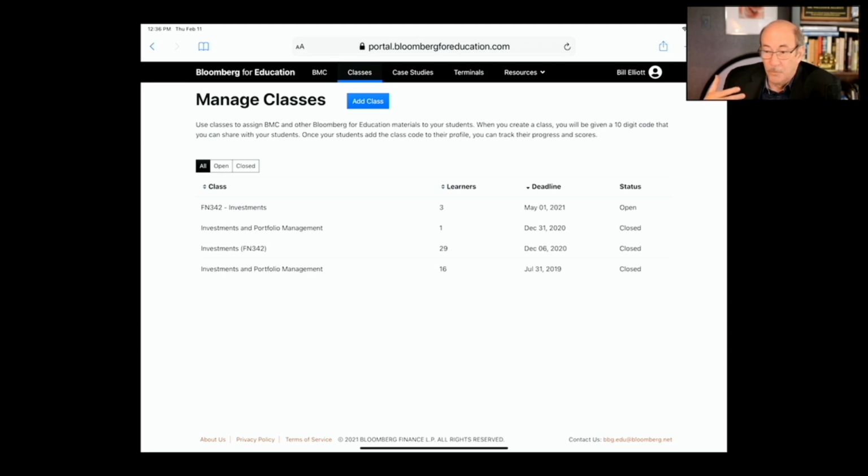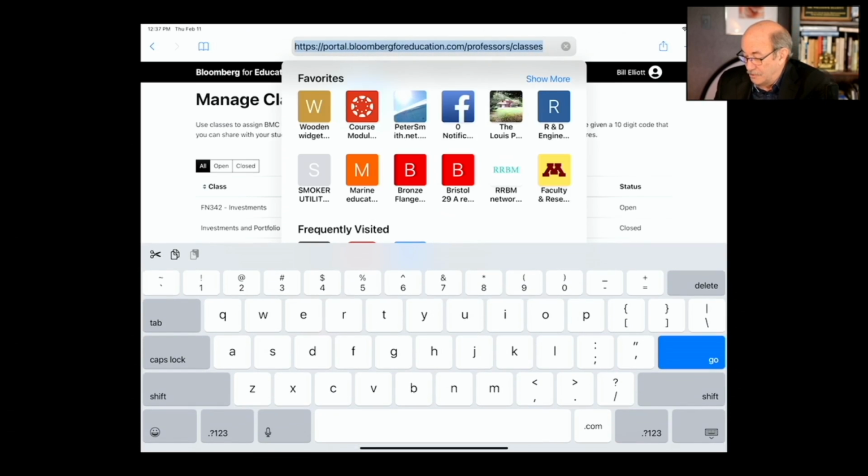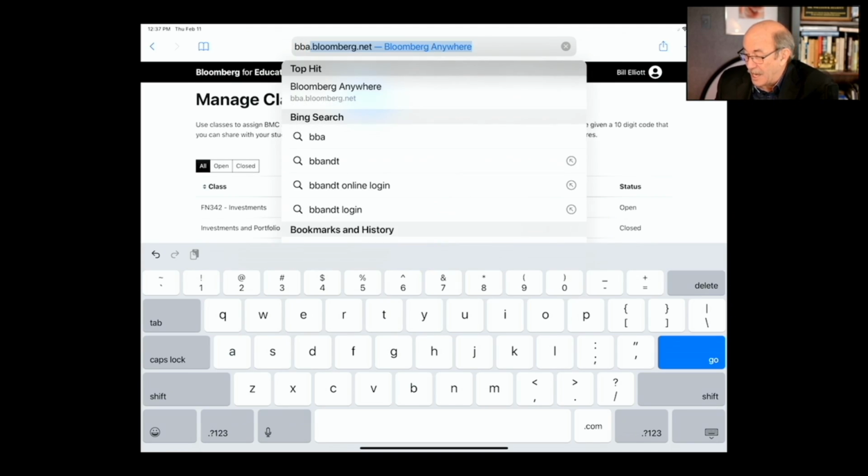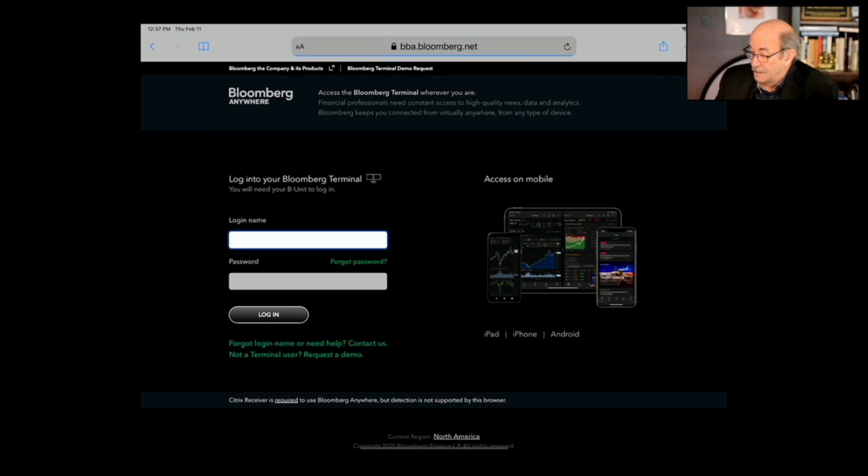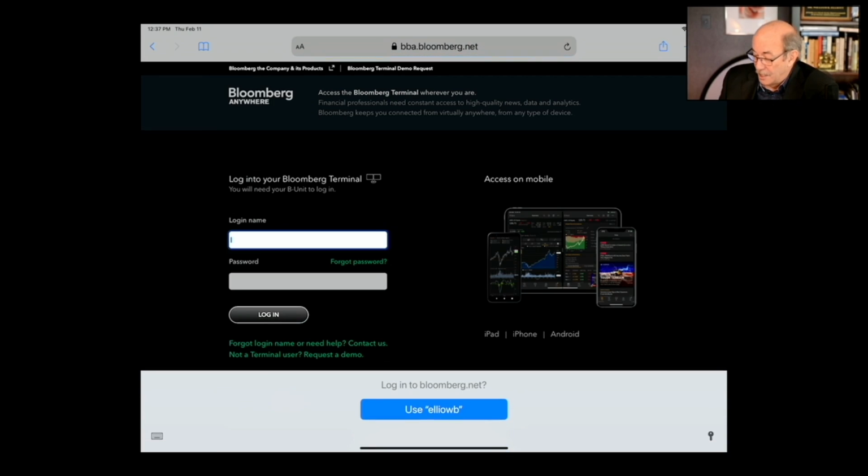All right. So where do we enter that? Oh, that I'll show you. Well, I can't actually show you because I can't get into the terminal, but I'll describe it for you. Whether you're remote or at the physical terminal, the next step is, on the physical terminal, you just open it up and open the Bloomberg. Remotely, you go to bba.bloomberg.net. And then you log in.